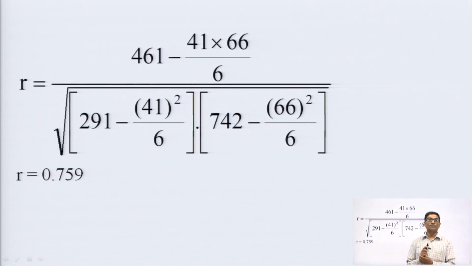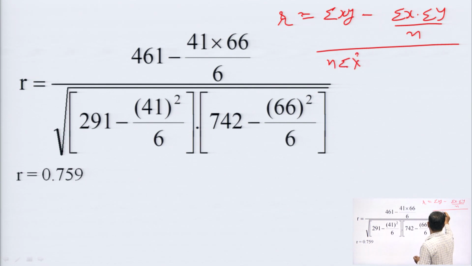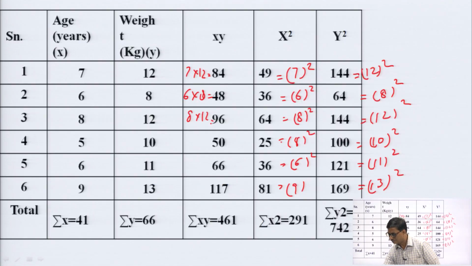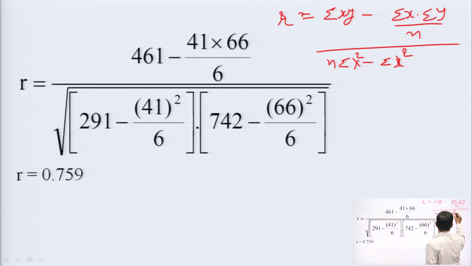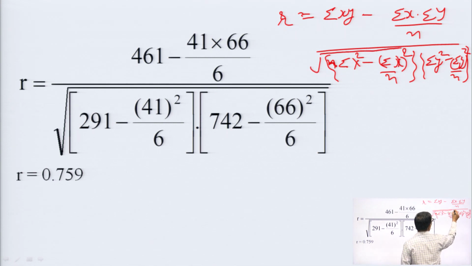So, the formula is r equal to summation xy minus summation x summation y upon n, and summation x square minus summation x whole square by n, summation y square minus summation y whole square by n, and the square root of this.